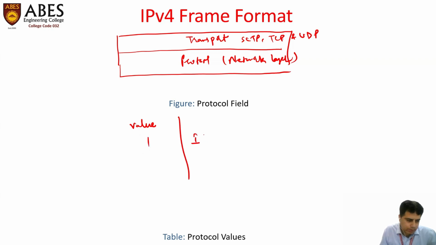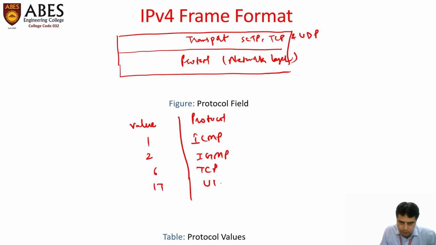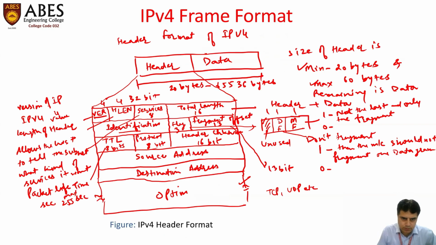So the value defined in this field is 1 for the ICMP protocol, 2 defines IGMP, Internet Group Management Protocol, 6 defines the value of TCP, 17 is defined for UDP, and 89 is for OSPF, Open Shortest Path First. So the protocol field defines which protocol uses the services of the IP layer, such as TCP, UDP, SCTP.